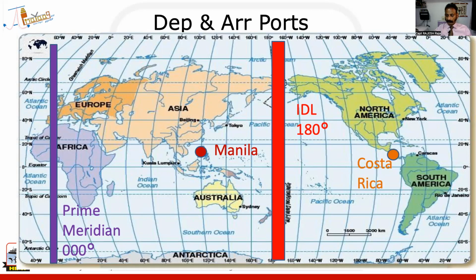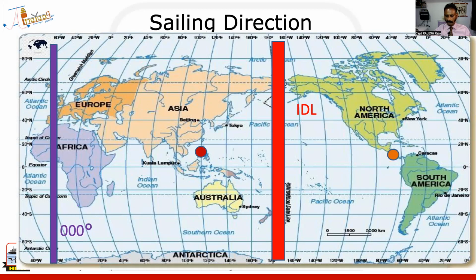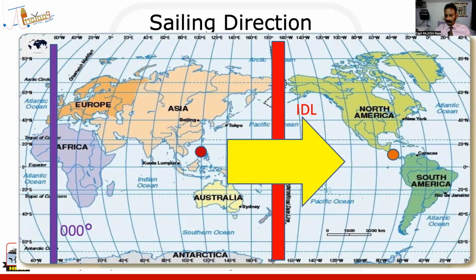I can circumvent the Earth also and come, but it doesn't make sense. So I'm going to do a trans-Pacific passage. I'll proceed with the diagram itself to show you a few things that can happen. So how will I sail? I'm going to sail like this, okay? And I'm going to depart on 5th of April, 0800.